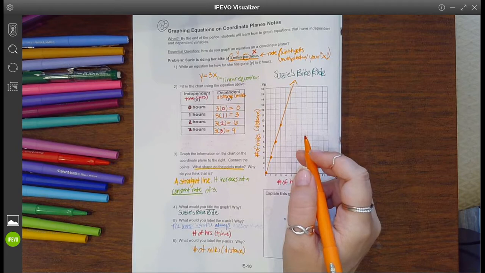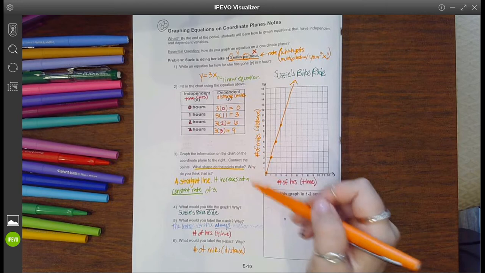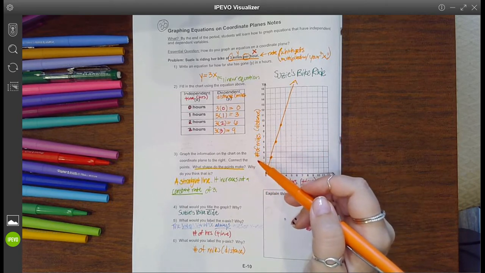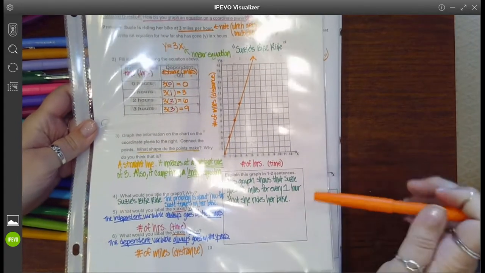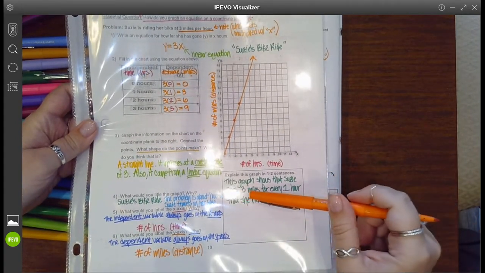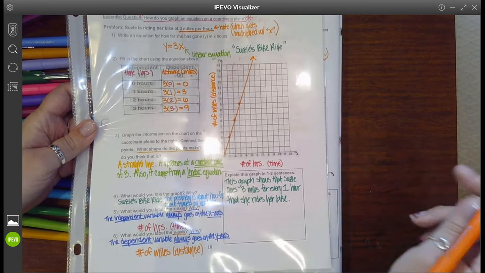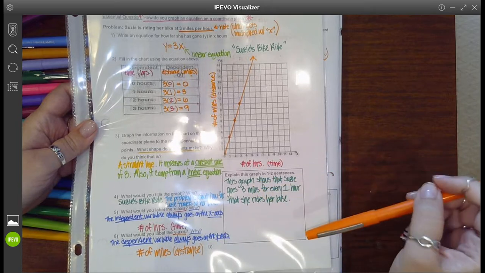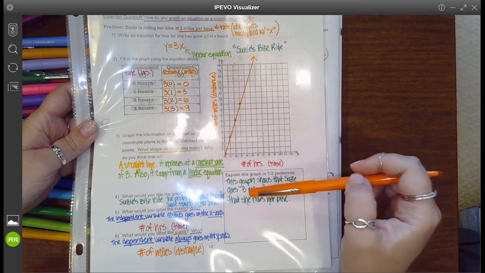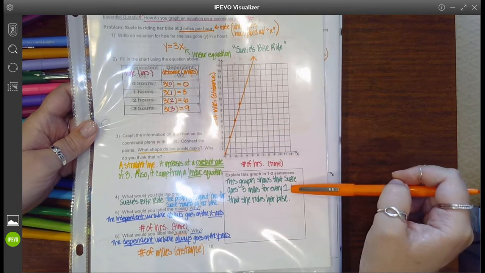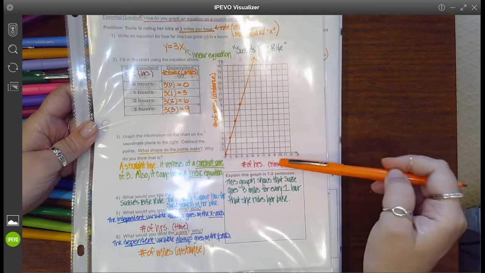Explain this graph in 1 to 2 sentences. So how would you explain what's happening in this graph? Hopefully you wrote something along the lines of, this graph shows that Susie goes 3 miles for every 1 hour that she rides her bike. So notice how I talked about the miles, the hours, and I even used my rate within it. So my rate was 3, so she goes 3 miles for every 1 hour that she rides her bike. That's it. You're just summarizing what happened in the graph.